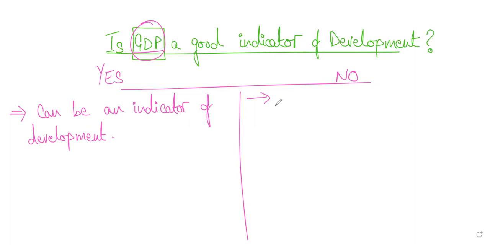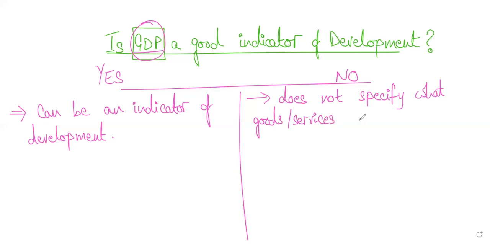Excellent, right? But on the no side, we said that GDP is not a good indicator of development. Why? Now you have to listen to this very carefully. First of all, it does not specify what type of goods are being produced. With every point, I'll give you an explaining example so that it helps you to better understand. It does not specify what goods and services are being produced, right?